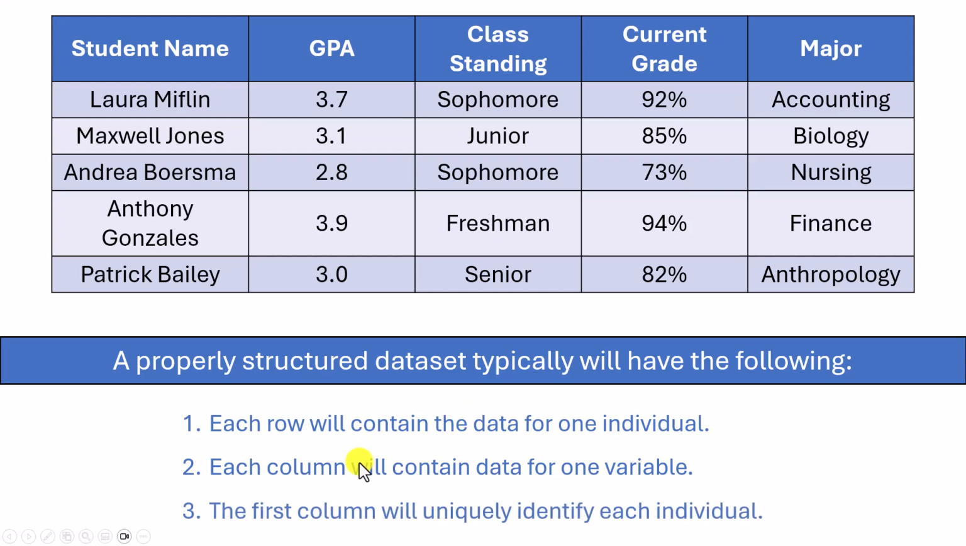Now this last one is kind of hit or miss. This is ideally what you would have, but sometimes it might not necessarily be there. But the first column should uniquely identify each individual. So we know that this row relates to this unique individual, Laura Mifflin or Maxwell Jones, etc., right? Sometimes this will be done by means of some kind of ID number to make sure it's unique, just in case there were repeats. But ideally, you would also have the first column uniquely identify each individual.